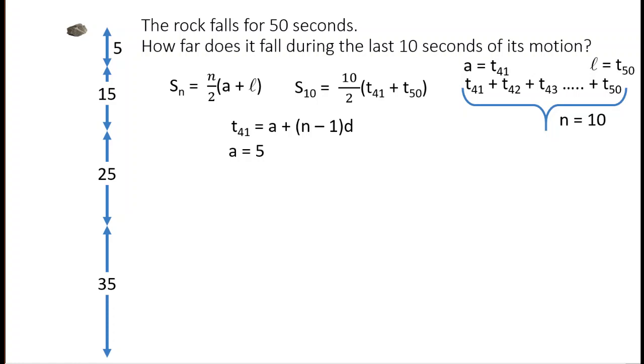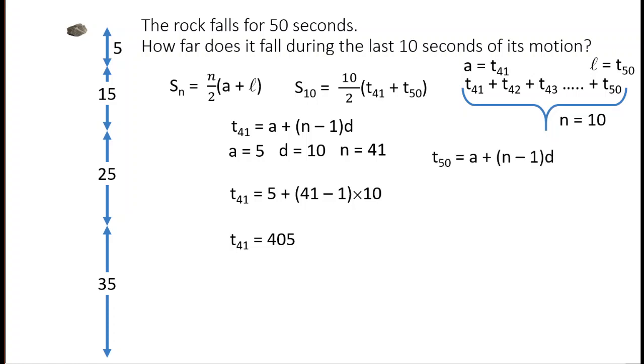And I go back to that original progression or series where a equals 5 and d equals 10. I substitute those values into the formula. Oh, and of course, n equals 41. And when I substitute those values into the formula, I get T41 is equal to 405. I use the same formula to work out the value of the last term, T50. Same as before, except n equals 50. And I finally get 495 meters.